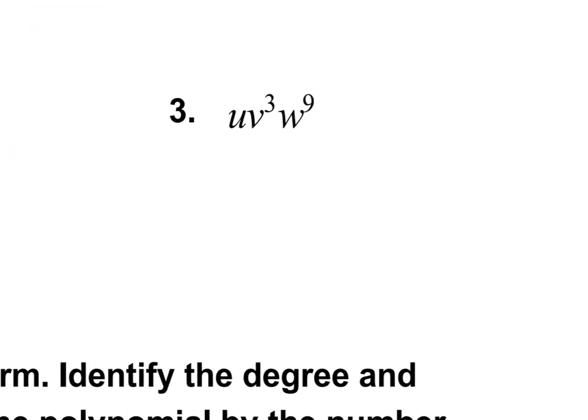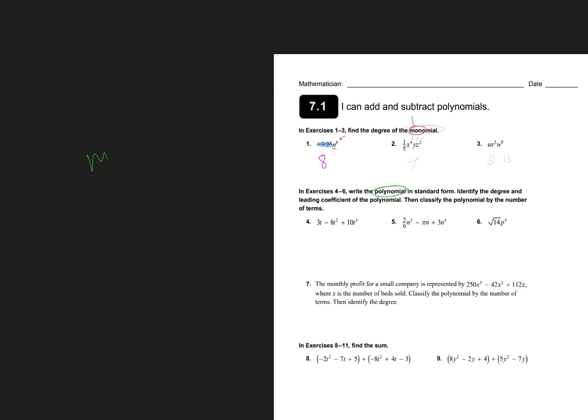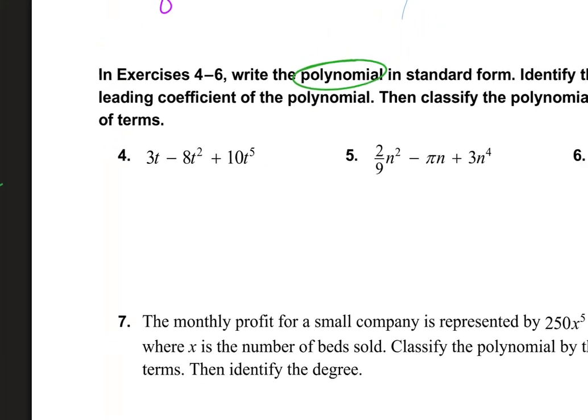Right here, another monomial has a 1 there, 3 here, 9 here. The degree on this one is 13. So now we're upgrading to a polynomial, which means more than one term. In fact, specifically it refers to more than like 3 terms, but that's just because monomial is 1 term, a binomial is 2 terms, a trinomial is 3 terms, and a poly is many terms. So, technically, yes, we can still go ahead and call this a polynomial, even though it's 3 terms.